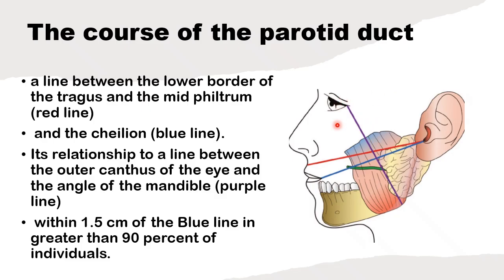And the third line is the purple line joining the angle of the mandible to the outer canthus of the eye, and its intersection with the blue line would mark the area where the duct actually starts over the masseter muscle. So these are the three lines, the red, the blue, and the purple. And we know that within 1.5 centimeters from the blue line, in more than 90% of individuals, 93 or 94%, you will find the duct itself.